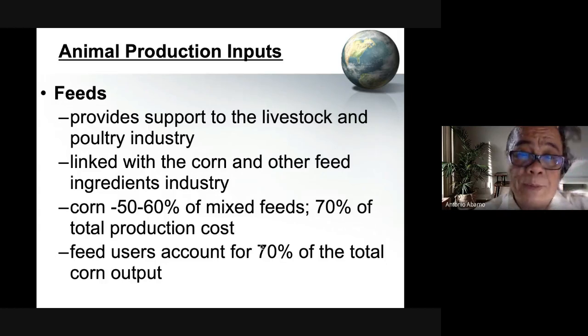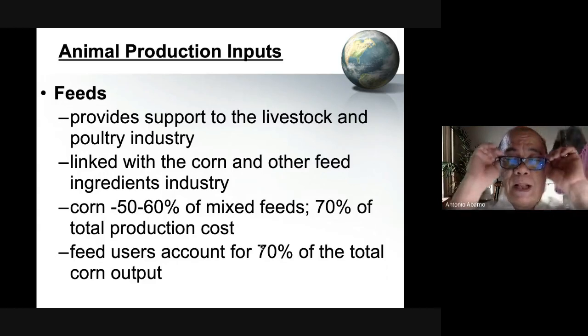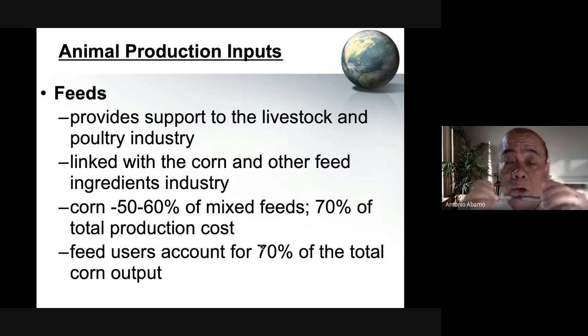So it's basically, the Philippines is basically a rice eater, but a certain proportion of that, say 37%, comes from the locally grown corn for food. But mostly 70% of our corn output is actually used for feeds.